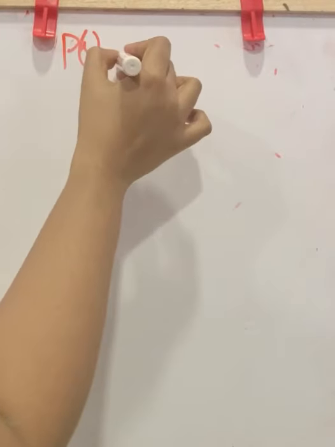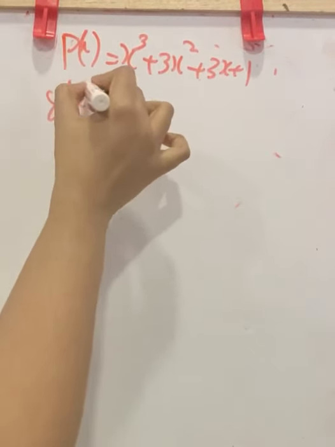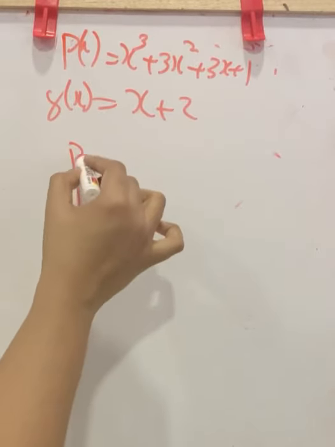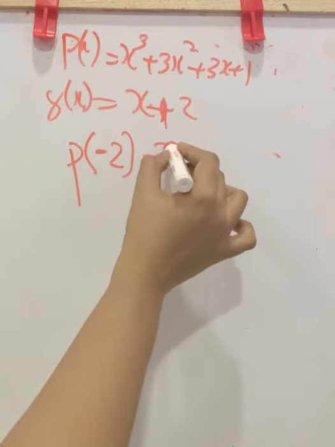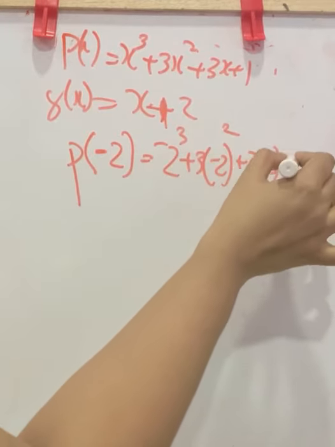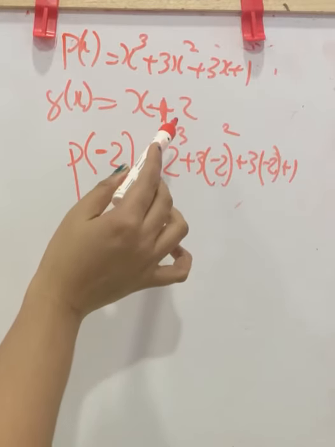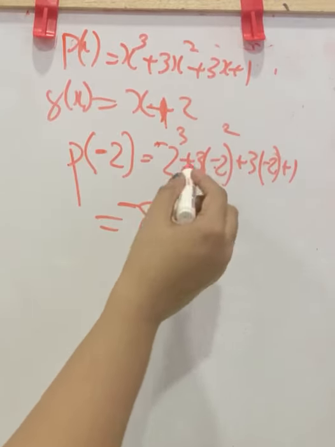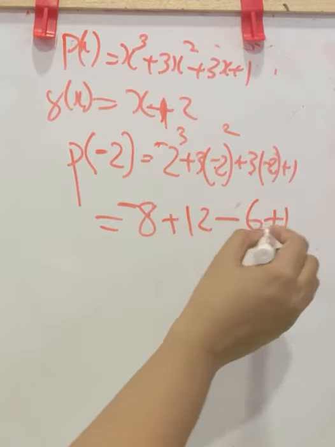Next, p of x is equal to x cube plus 3x square plus 3x plus 1. G of x is equal to x plus 2. G of x is x plus 2, that is, we have to find the value p of, here it is plus 2, so you have to find p of minus 2. Now this becomes minus 2 cube plus 3 into minus 2 square plus 3 into minus 2 plus 1. Minus 2 cube is minus 8. That is, 2 cube is 8 and negative into negative is negative. Plus minus 2 square is 4 and 4 3s are 12. Here plus into minus, minus 3 2s are 6 plus 1.